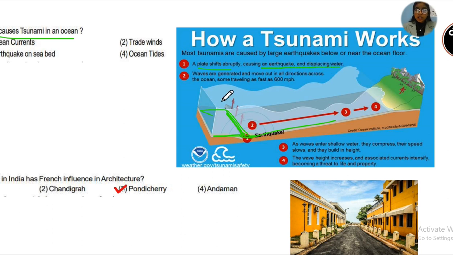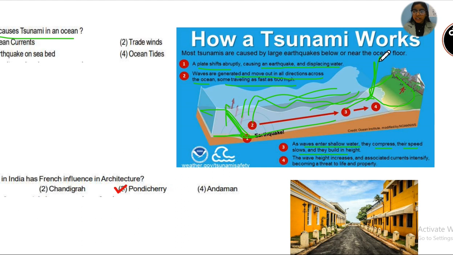After that, what happens? Waves are generated and move out in all directions across the ocean, some traveling as fast as 60 mph. So due to this dislocation of the plates, the waves start generating and move very fast. Third, as waves enter shallow water, they compress, their speed slows and they build in height. See, this is the shallow surface. When waves come over here, they compress, hence their speed slows down and they build in height.